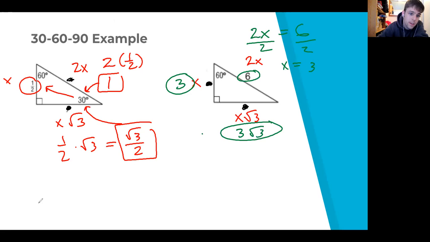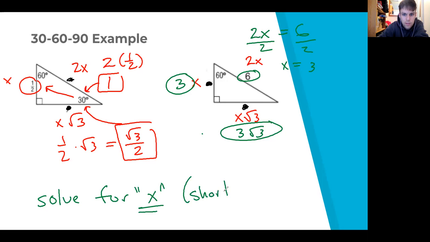It's all about solving for x, right? We've got to find out what x is, and x is the short leg. And if you can figure out the short leg, you can figure out what all the other sides are.